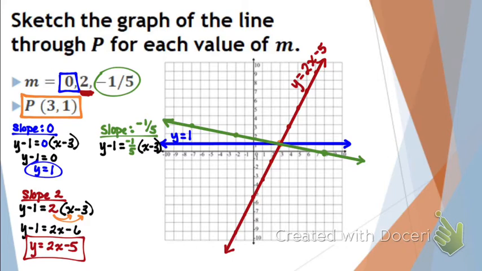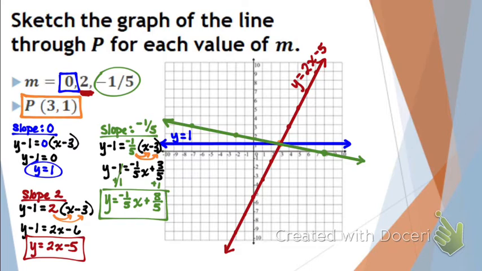What would I do from there? I need to distribute that -1/5. So y minus 1 equals -1/5 x plus 3/5. Add 1 to both sides, and I can get this in slope-intercept form. y equals -1/5 x plus what? 8/5. So there's the equation for our green line: y equals -1/5 x plus 8/5.